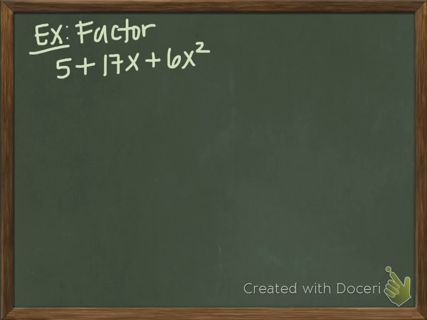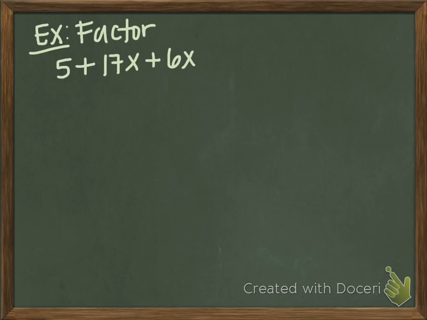Factor out a GCF. I can't see a GCF other than 1 for 5, 17x, and 6x squared. So I'm going to go on to step 2. Step 2, identify A, B, and C. Now, if you notice, this is not in the form ax squared plus bx plus c. It's got all the right components, but they're in a different order. Here's my squared term, here's my bx term, here's my c. So I need to kind of rewrite this.